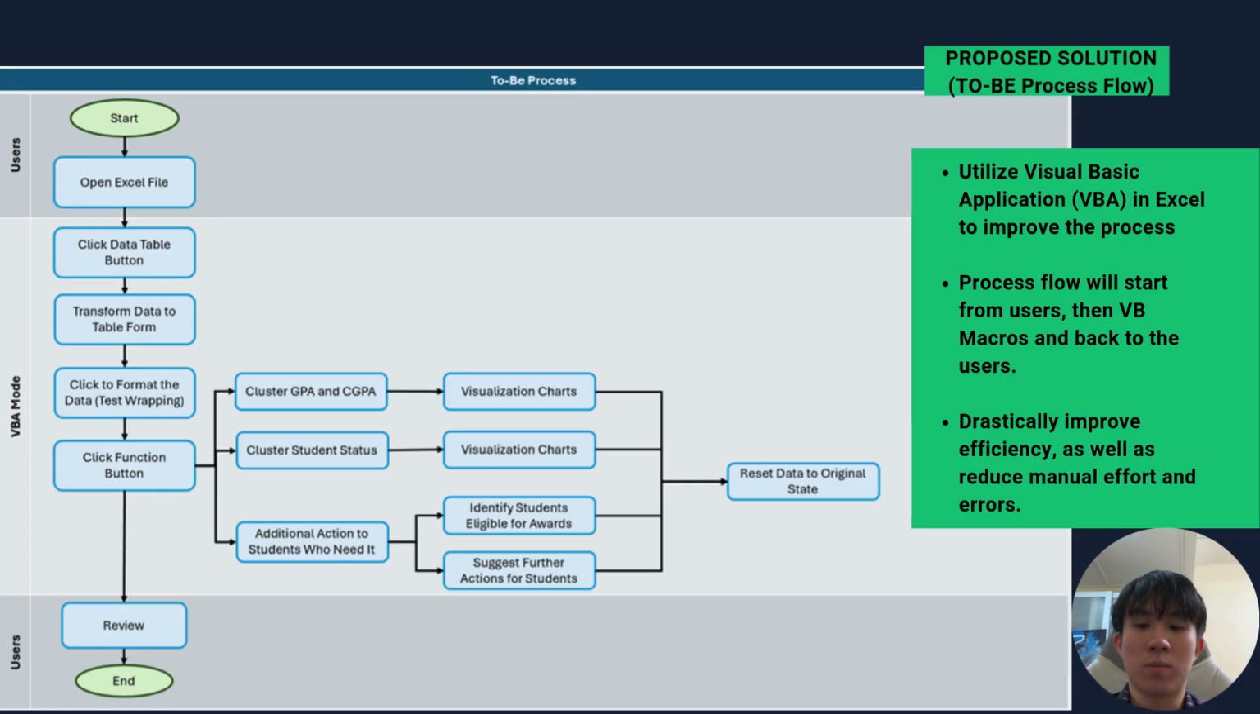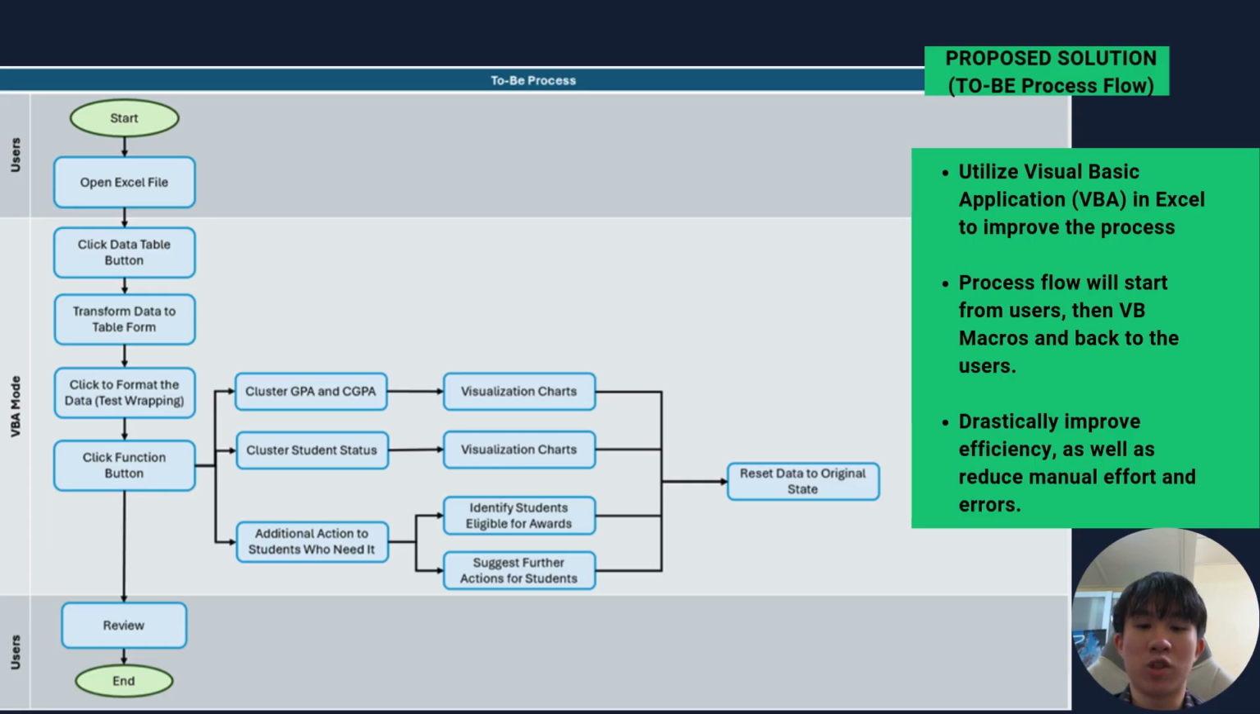These automated clustering processes help organize the data into meaningful categories, ensuring consistency and accuracy. After clustering, the system generates charts for each category, providing users with a clear and actionable insight into the data without the need for manual interpretation.